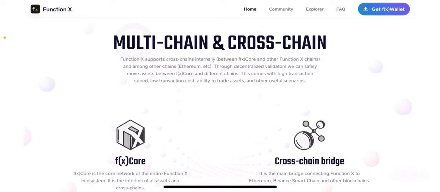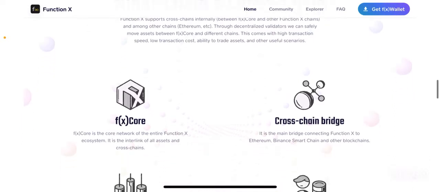Again, they are going into detail about how they're trying to make their token as well as their platform fully cross-chain and multi-chain, which is something that every platform should be doing at this moment, because again, there's a lot of competition from multiple different chains, and it's very important that every platform tries to become cross-chain, and that's exactly what FunctionX is doing, right?